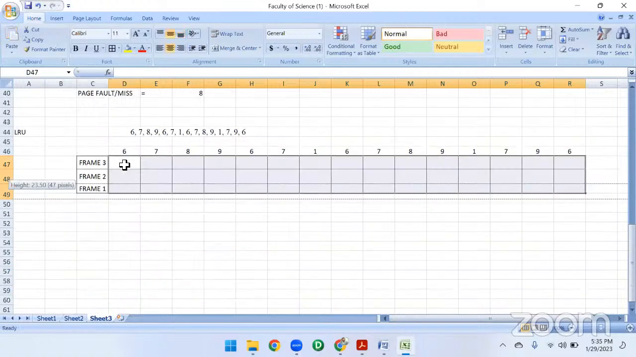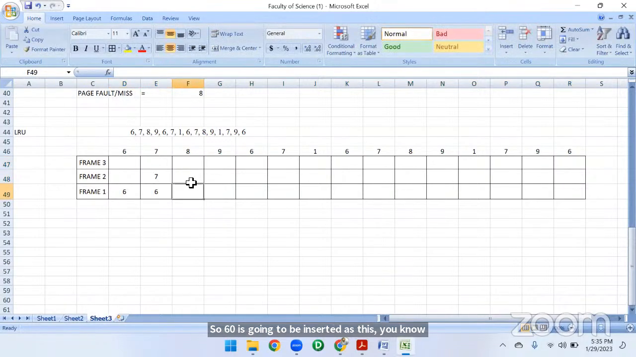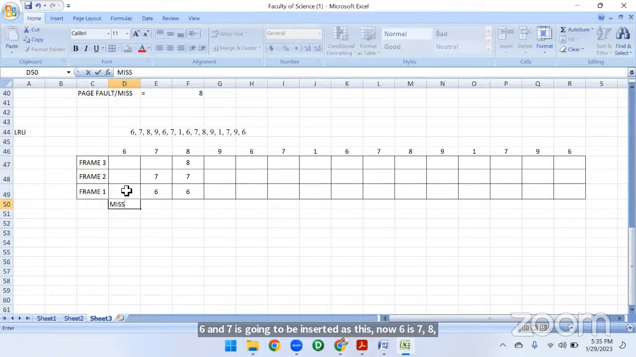Right. So when 6 comes here, it will check that nothing is there, right? So 6 is going to be inserted as is. Now 6 and 7 are going to be inserted as is. Now 6, 7, 8 and 3 are going to be inserted in the same way. So these all are in this ratio.